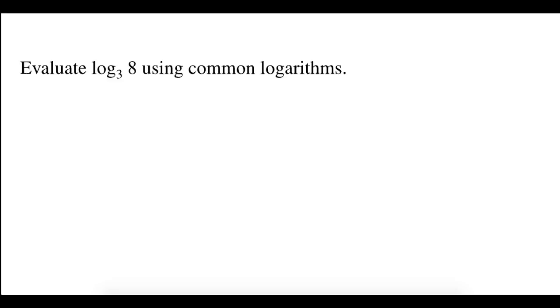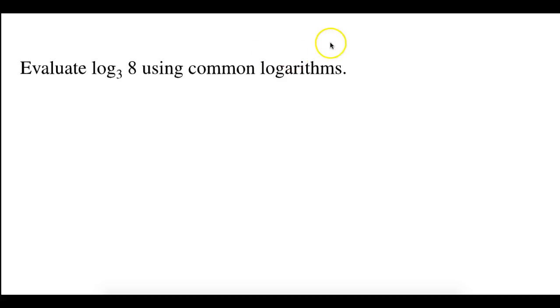All right. Now we're going to introduce another formula or property here that's going to be helpful when you've got problems like this. Our problem is to evaluate log base 3 of 8 using common logarithms.